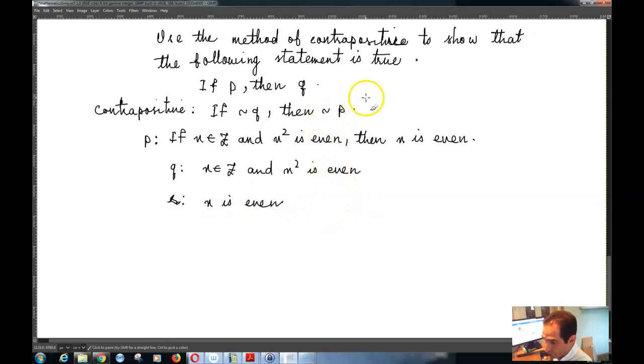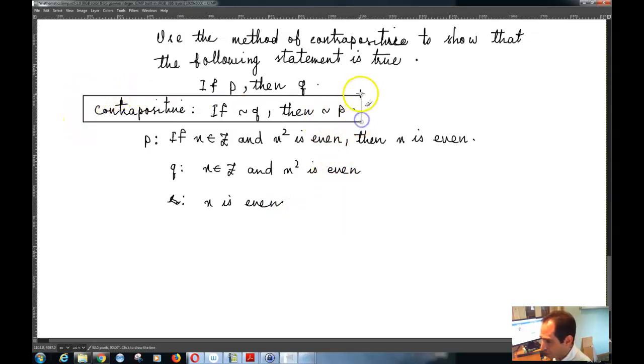Okay. Now I need to show that if not Q, then not P. I'm sorry. In this case, based on the letters that I have chosen here, if I call this R, I have to show if not R, then not Q. And R here refers to your then clause, and Q refers to your if clause, right? So not R would be some statement like X is odd, because your R is X is even, so the negation of that would be X is odd.